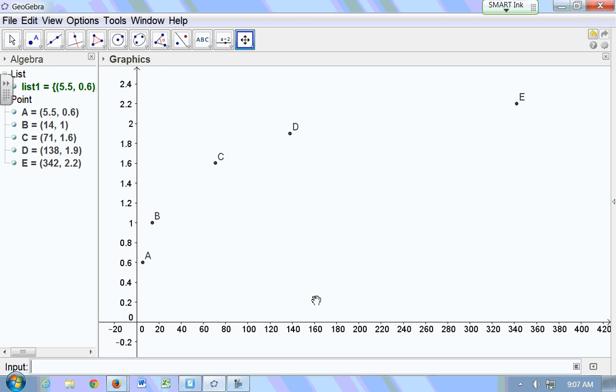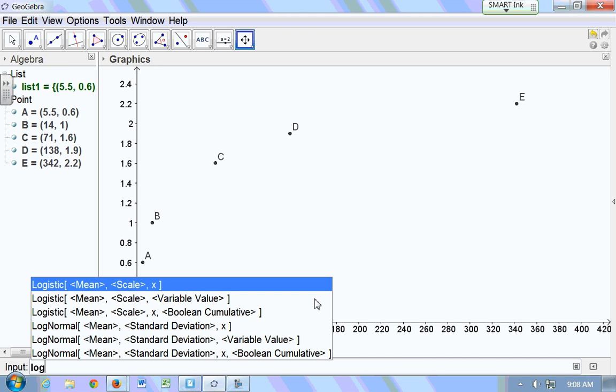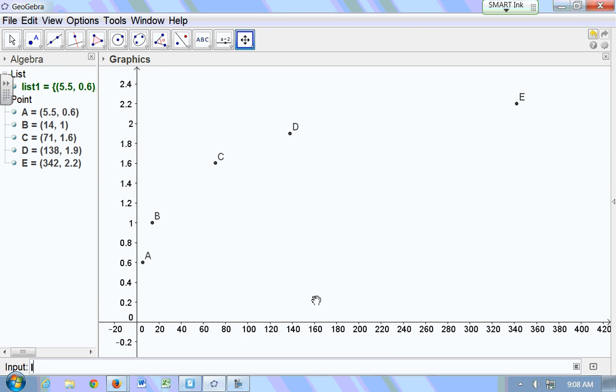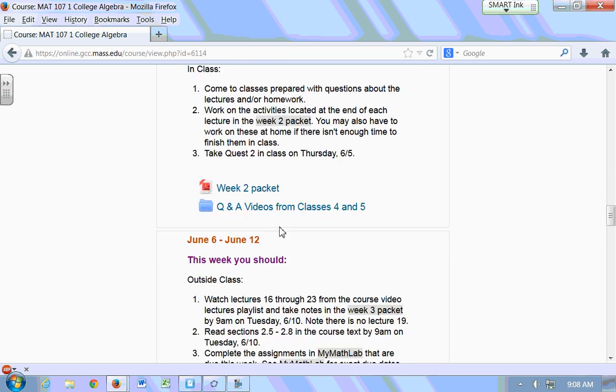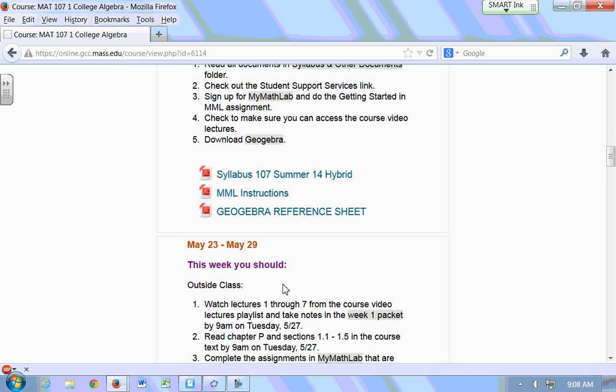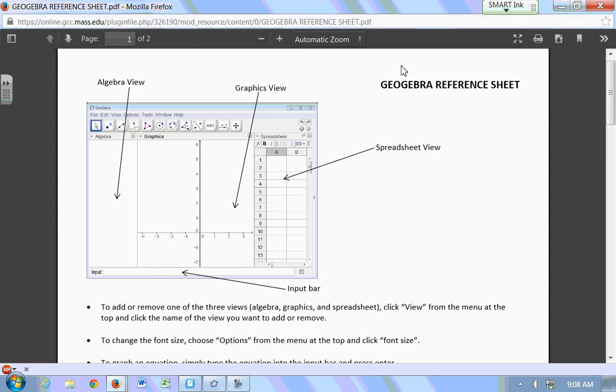So in the input, I want to do a regression, which I believe if you type... I can't remember how to do it. That's okay. That's what we have this sheet in Moodle, the GeoGebra reference sheet. It tells you how to do everything that you need to know in GeoGebra.